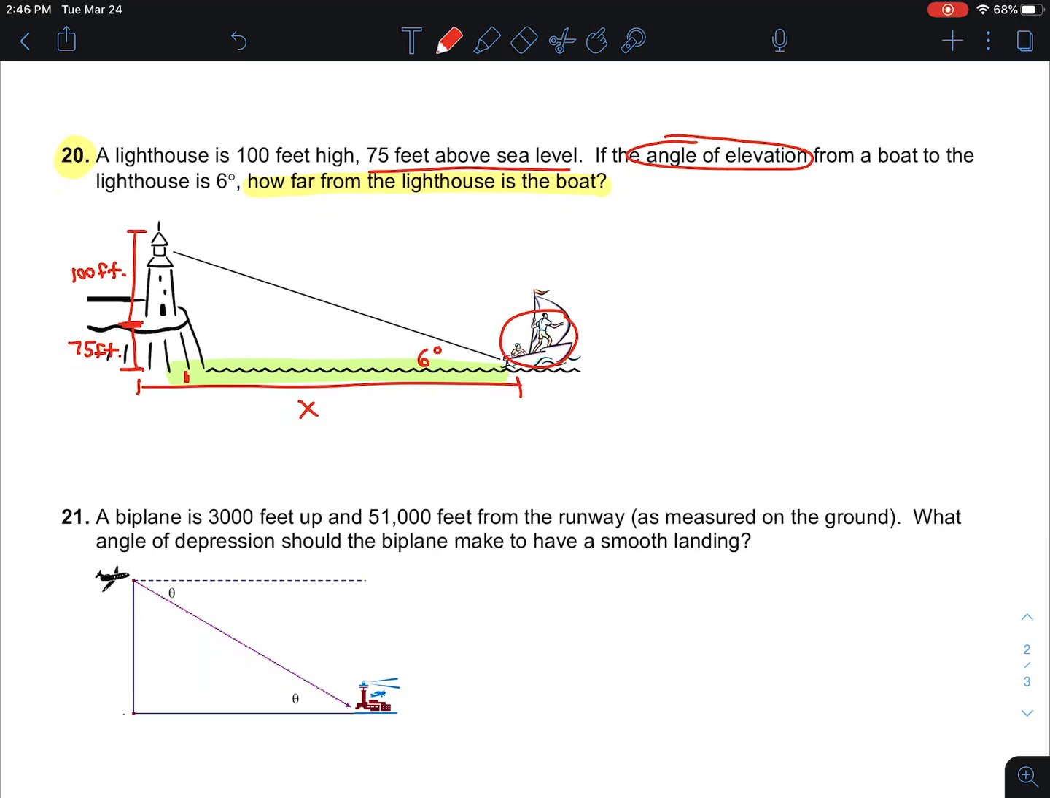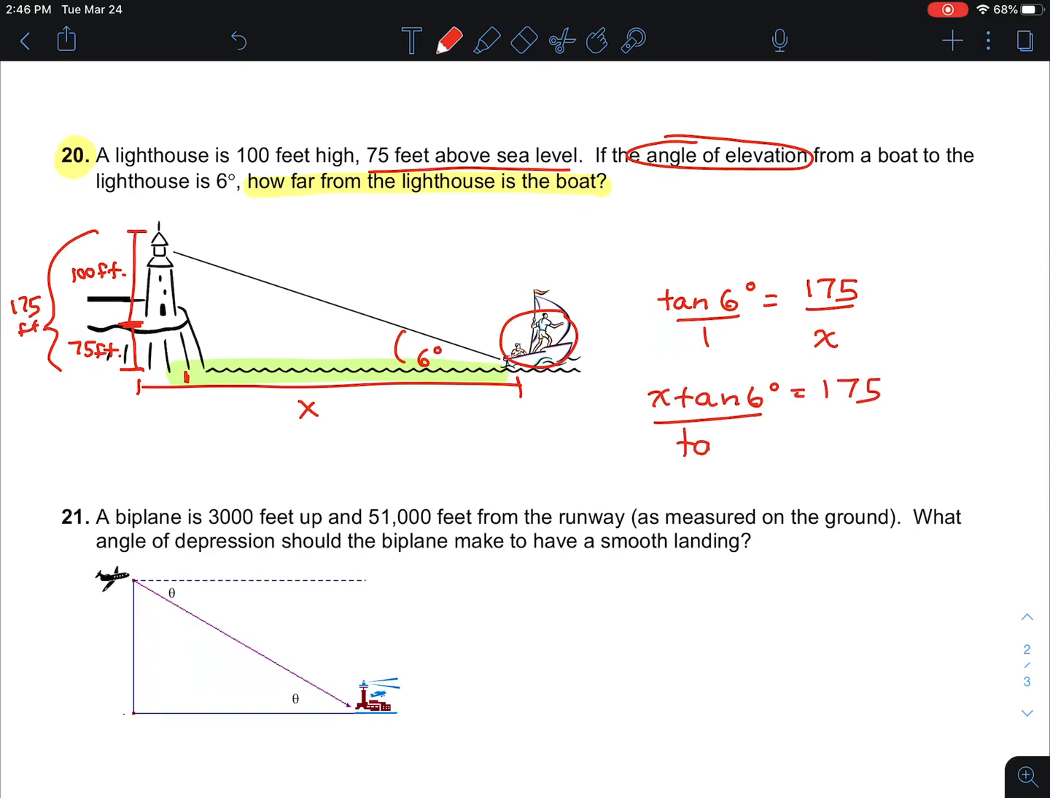Okay, so we know that the opposite leg is technically a total of 175 feet. We're after the adjacent leg, so we would definitely want to choose tangent. We're going to do tangent of 6 degrees equals 175 over x. We're going to cross multiply, divide by tangent of 6 degrees. Again, we have to make sure that the calculator is in degree mode.